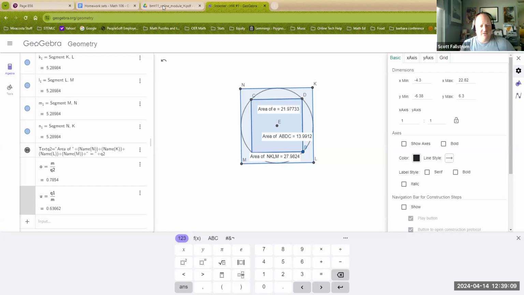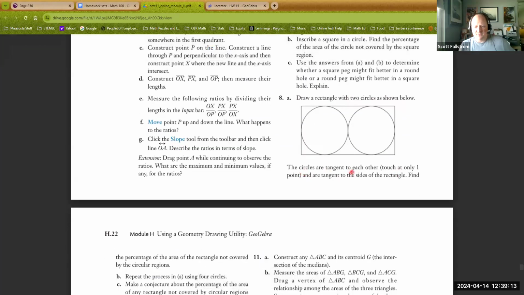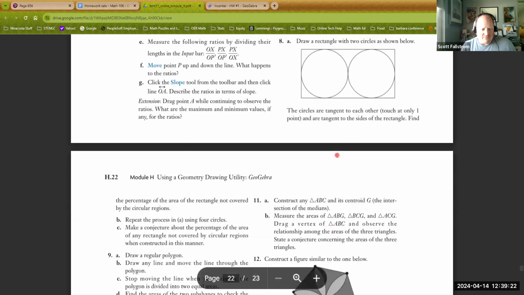Let's jump back up here. And the homework: draw a rectangle with 2 circles shown below. The circles are tangent to each other. That means they touch at only one point, and they're tangent to the sides of the rectangle. Find the percentage of the area of the rectangle not covered by the circular regions. Repeat the process using 4 circles. Make a conjecture about the percentage of the area of any rectangle not covered by circular regions.